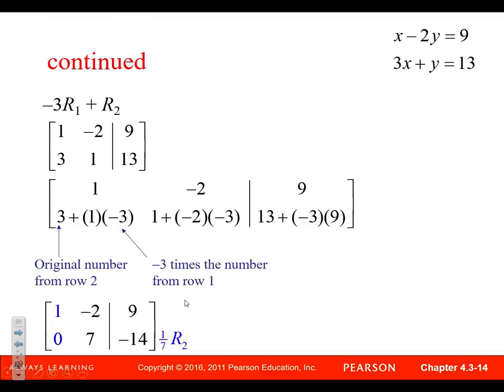Say that one more time. Can you tell me why you multiplied by -3? Do you remember that elimination thing we were talking about before? So in order to get a 0 here, I have to add this row to that row, don't I? So how do I get that to be the opposite of 3? Multiply by -3. Okay? Same kind of idea as elimination.